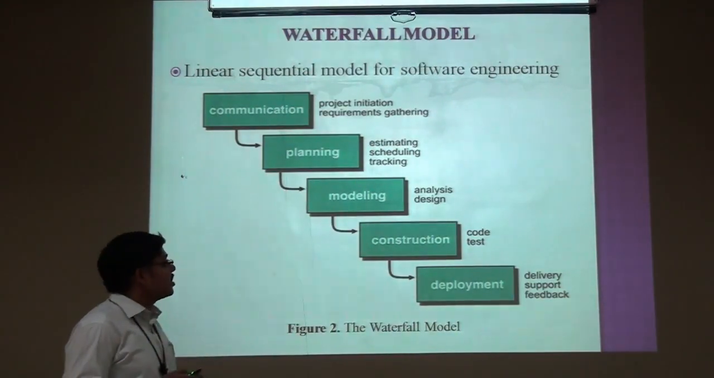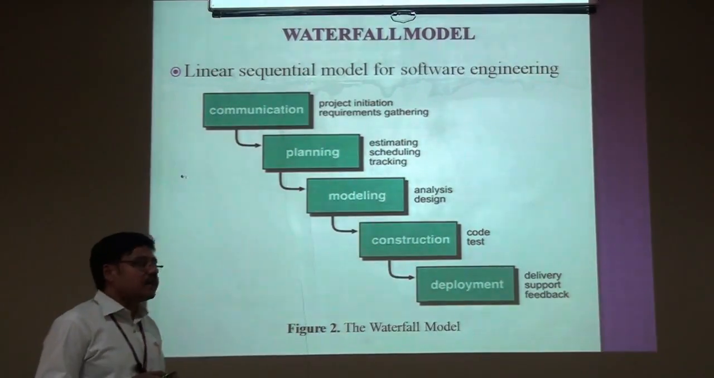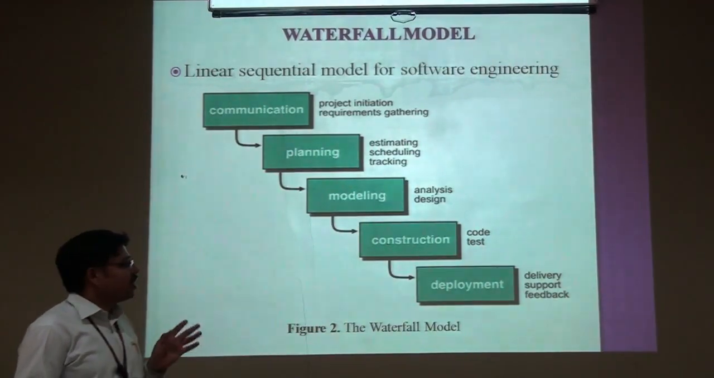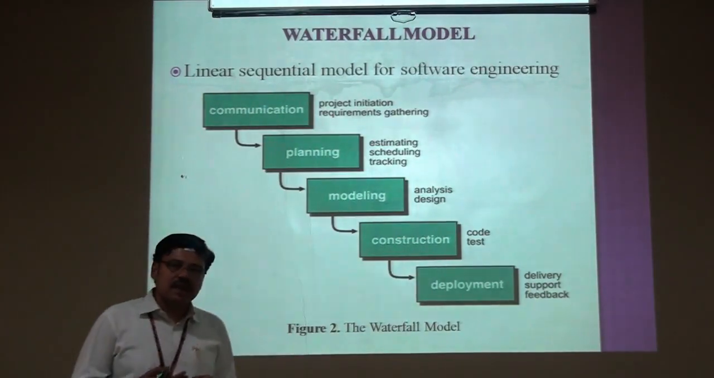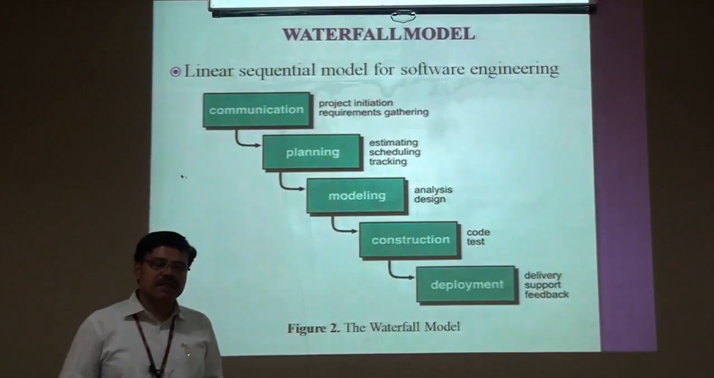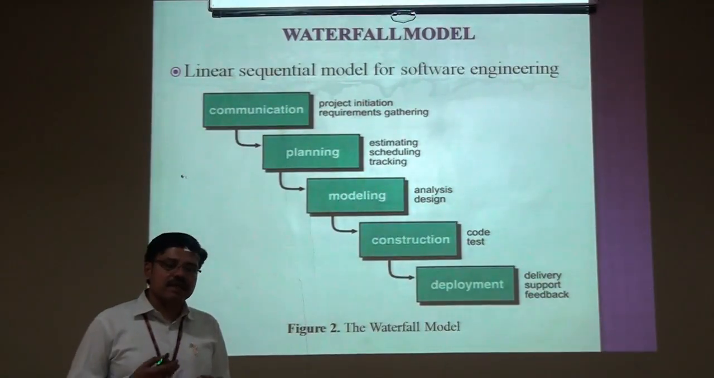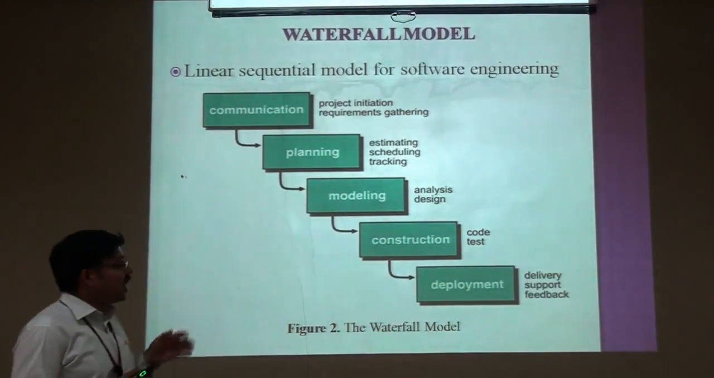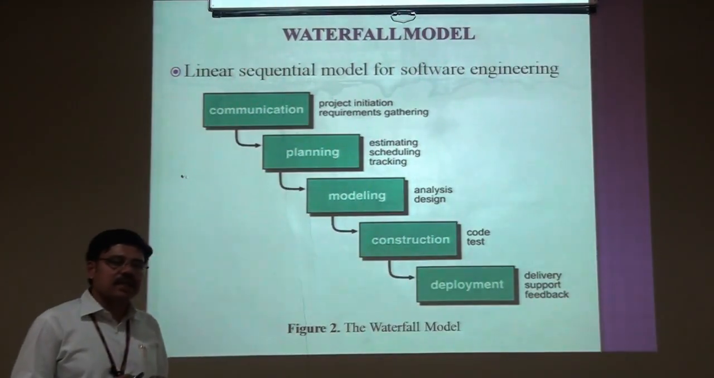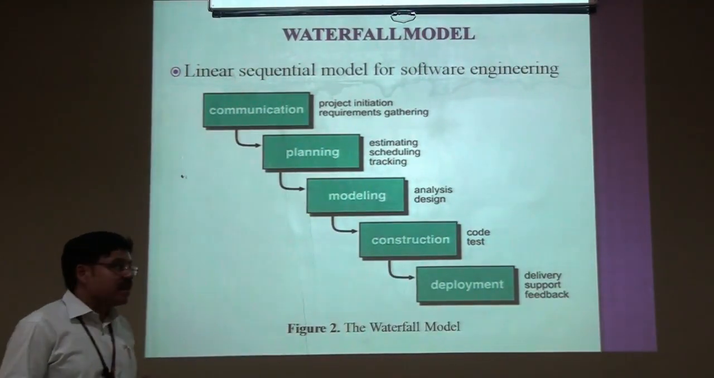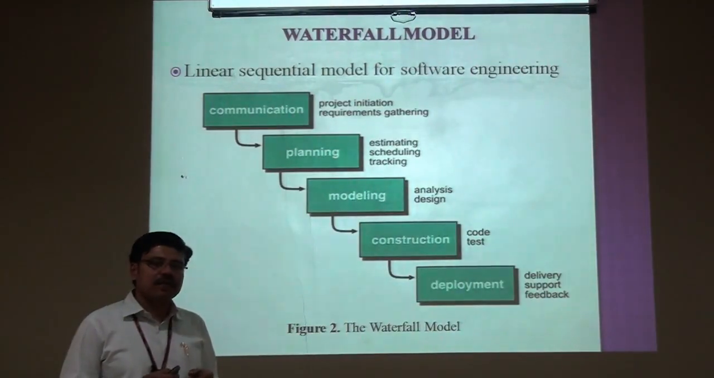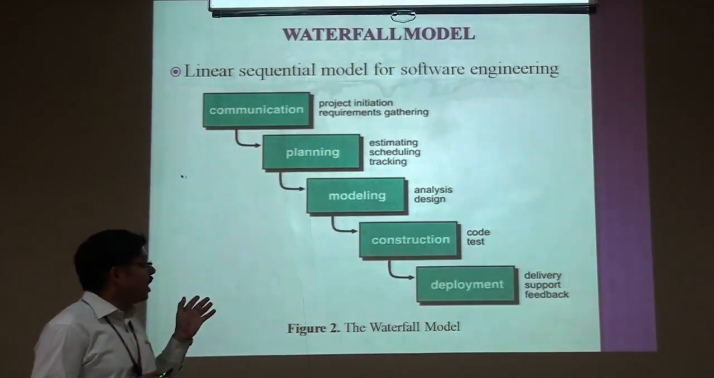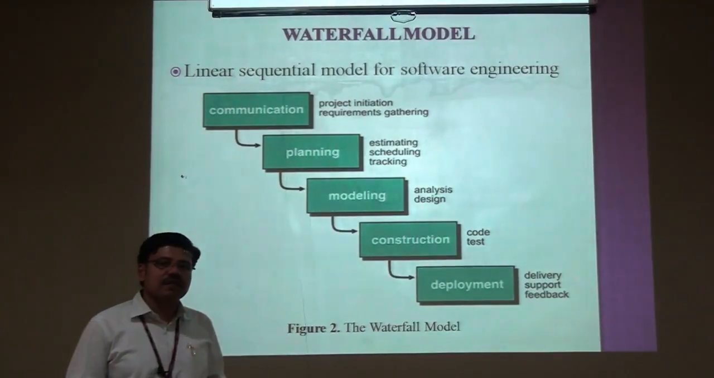The first one is the communication phase. In this communication phase, we do the project initiation and gather the requirements. The business development team members and all the stakeholders sit together and gather the requirements from the client. After gathering the requirements, we prioritize them, and then we move on to the planning phase. In this planning phase, we estimate the cost, budget, and schedule, and we have to keep track of that schedule. At the end of this planning phase, we come out with the software requirement specification document.